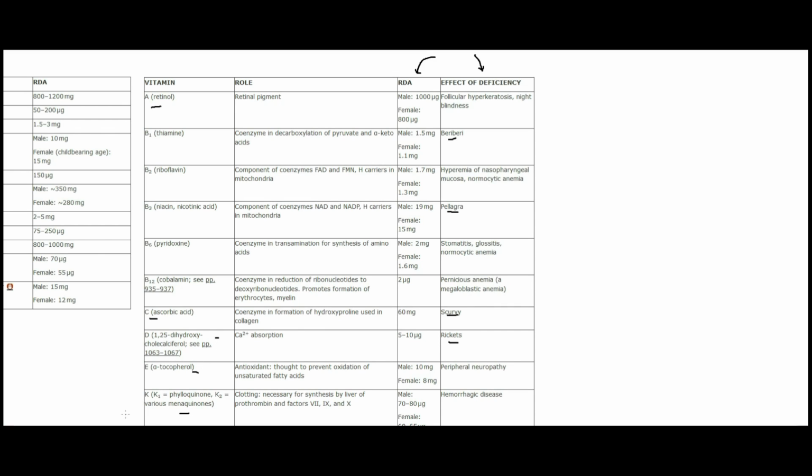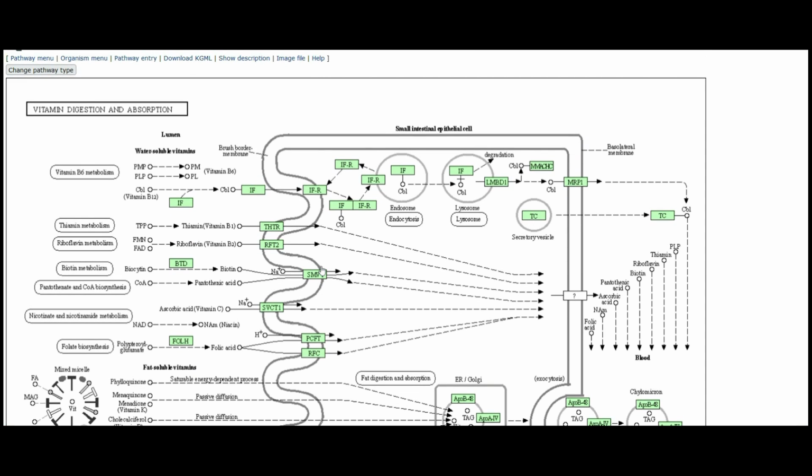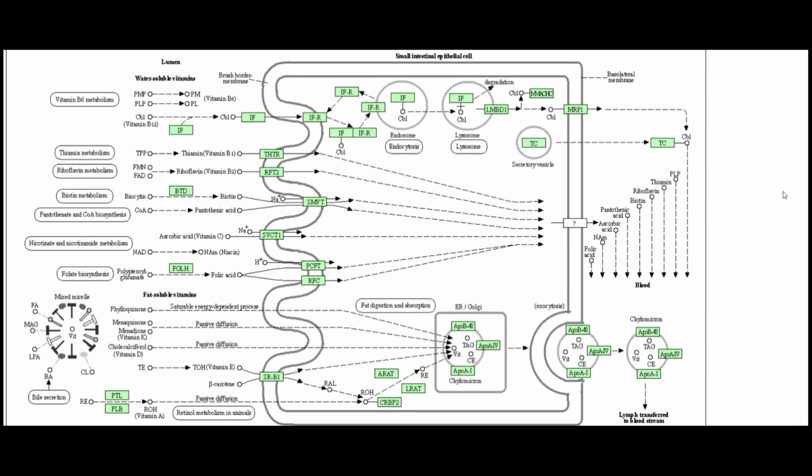As far as absorption goes, the links to all these will be in the description down below. I really liked this figure here because it shows the absorption for all of the different vitamins in the same image. We can see we have vitamin B6, thiamine, riboflavin, biotin, nicotinate and nicotinamide, folate. Then down here we have the fat-soluble vitamins. Vitamin K is the menaquinone and menadione.